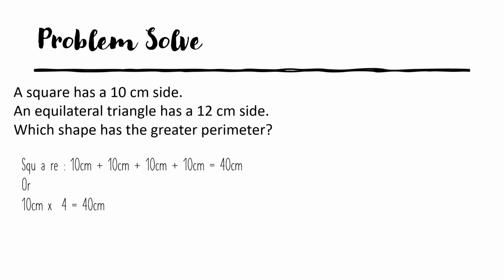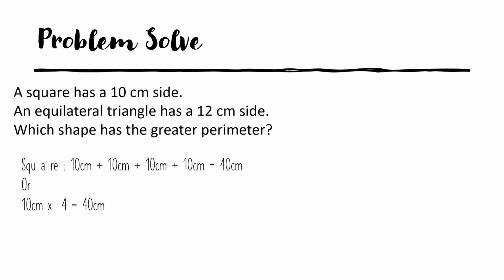Because all of the sides are the same length, I am doing repeated addition, which is one of my multiplication strategies. So 10 times 4 is also going to give me the same answer of 40 centimetres. If this confuses you, just stick to adding each side together. Okay, now I have shown you how to work out the perimeter of a square. Can you work out the perimeter of an equilateral triangle for me, please?